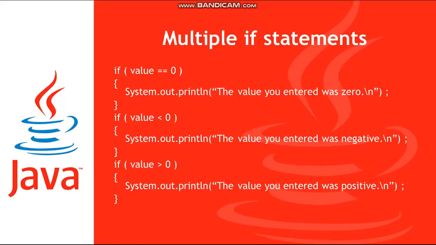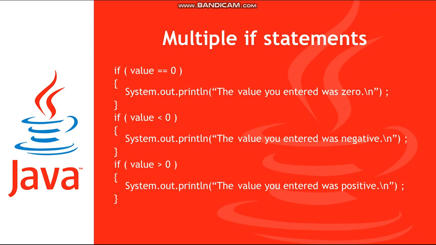So let's start from multiple if statement. If value is equal to 0, then System.out.println the value entered was 0. A multiple if statement doesn't consist of any else statement. If the condition is true, then this block will execute, else it will check for another condition. If it is true, then it is executed, then it will check for another condition.